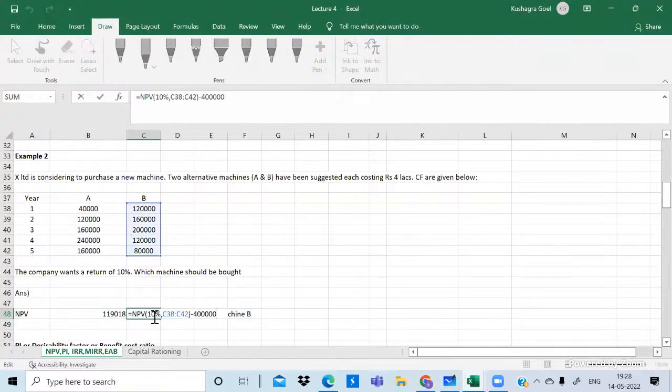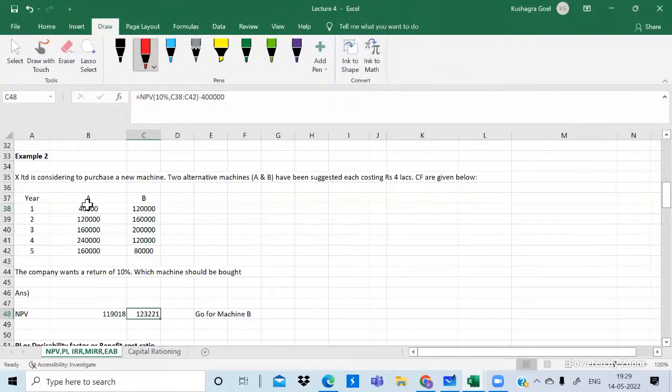I do the same thing for machine B. Again, the rate is still the same, which is 10%. I select the values from the first year to the 5th year. This bracket gives me the present value of cash inflows for the first 5 years. And then I deduct the cash outflow. What is my outflow? Present value of cash outflow, 4 lakhs. So what I get is 1,23,000. 123 is bigger than 119. I'll go with machine B.